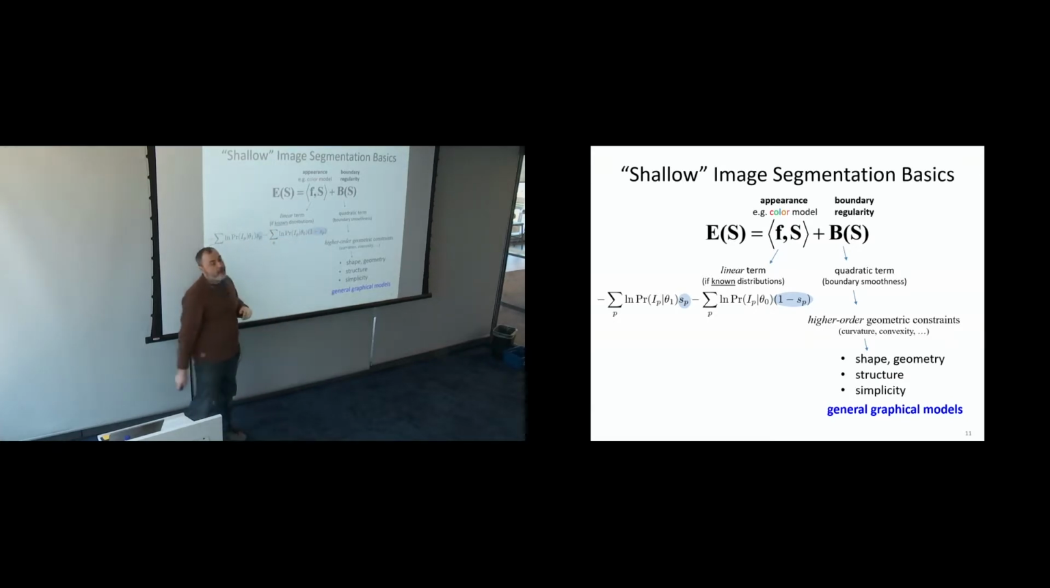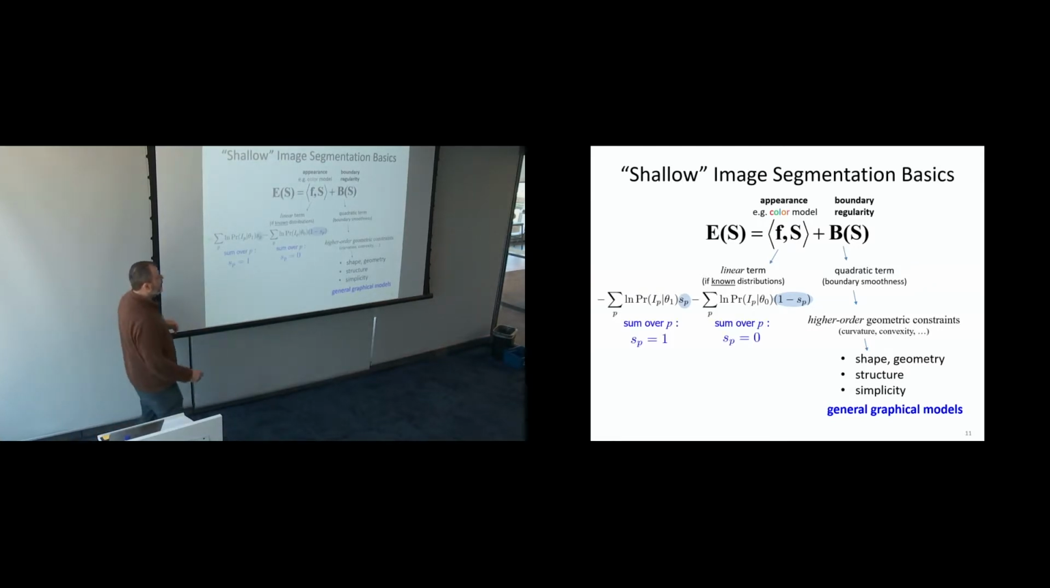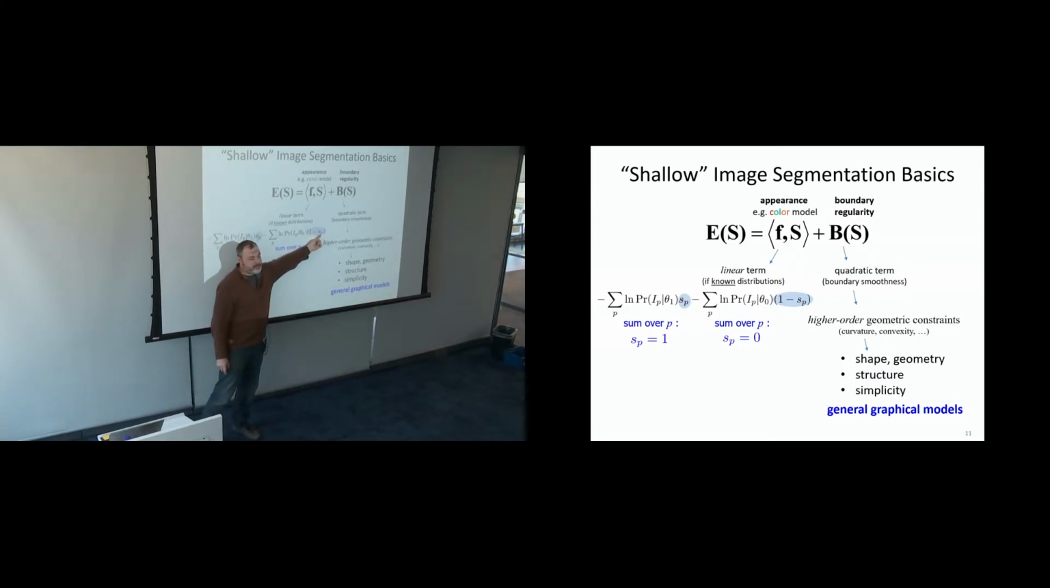So I now wrote this energy, exactly the same energy as before, in a form where you can see the first term sums likelihoods of the object over pixels assigned to the object. And this term sums likelihoods of the background model over pixels assigned to the background. So it's a sum of log likelihoods.